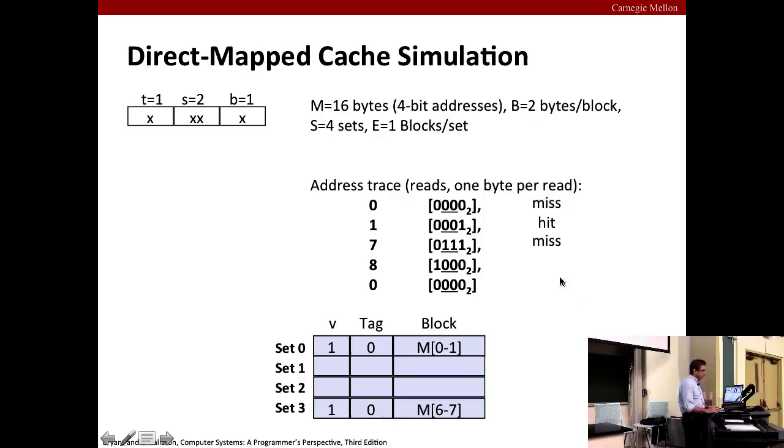Okay, the next reference that comes by is 8. Now 8 has a set index of 0, 0, but that's currently occupied by block 0, 1, and we can tell that because address 8 has a tag of 1, and the existing block, the block at address 0, has a tag of 0, so that's a miss. So now we have to go fetch the block containing byte number 8 from memory. So now we have bytes 8 and 9 and our new tag bit.